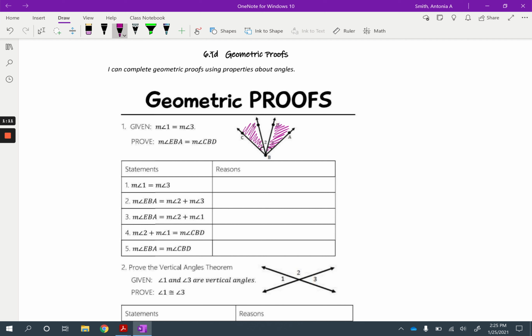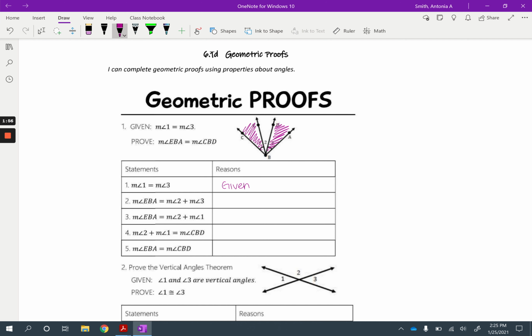Okay? It wants us to prove that the measure of angle EBA is equal to the measure of angle CBD. Okay? So the statements have been provided for us. We're just going to fill in the reasons and figure out how did we get from one statement to the next, to the next, to the final product. Okay, so the very first statement that they gave us is that the measure of angle 1 is equal to the measure of angle 3. Where did that statement come from? Well, that was the statement that was given to us originally, right? So if that's the information that they gave us to start with, then our reason is just that this is given.